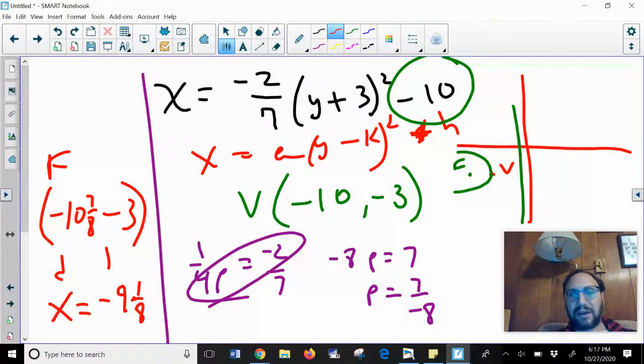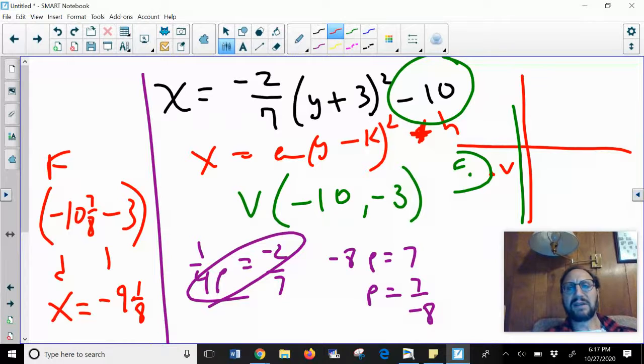You can use a calculator if you absolutely need to, but those are the things we need to know how to do. All right, so we've got a focus and a directrix on this one as well as the other one. The key to these is knowing what it is that you're looking at and visualizing where the focus and vertex are in relationship to one another.